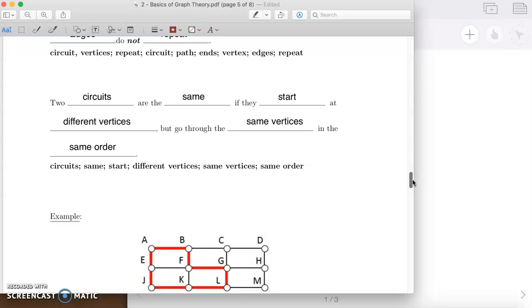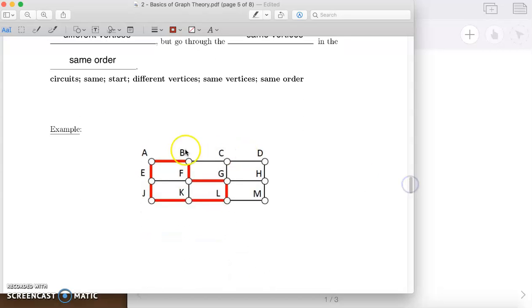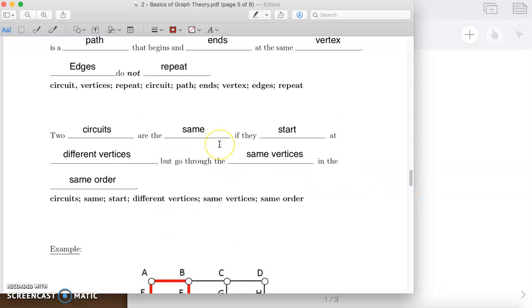Two circuits are the same if they start at different vertices but go through the same vertices in the same order. So let's say, for example, here's a circuit, right? Let's say we start at A, we go B, F, G, all the way around back to A. Now that's one circuit. Let's say now we start at B and go F, G, L, K, J, E, A, back to B. That would be considered the same circuit because even though we started at different vertices, we went through the same vertices in the same order.